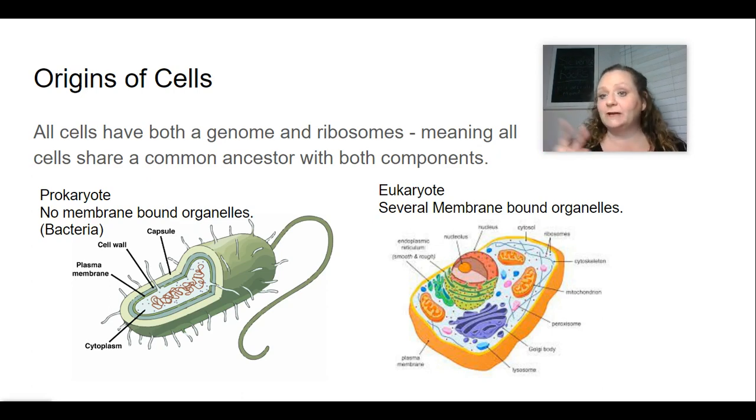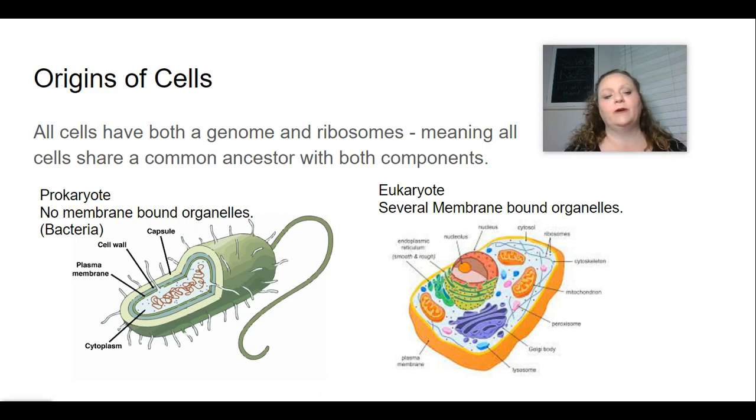There are two main types of cells that we talk about: prokaryotes, which don't have any membrane bound organelles, bacteria for instance, and eukaryotes that have several membrane bound organelles. And we're really going to focus on eukaryotes with this.